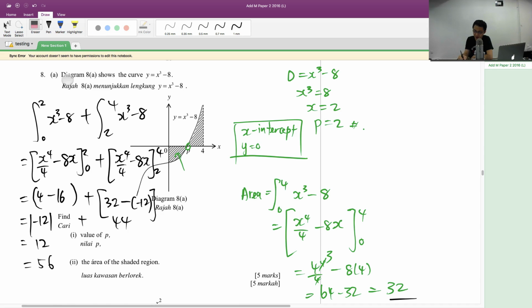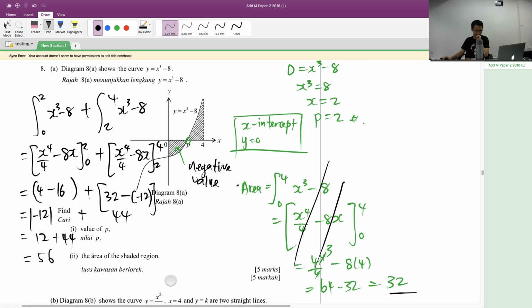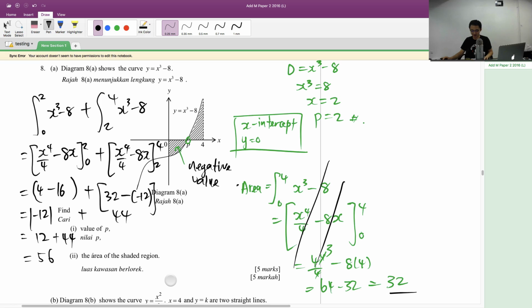Yeah, we have to do it separately. I'm sorry about the first one, the first one is wrong, because it basically gives you a negative value. If you get a negative value, because it is area, you have to make it positive. After you make it positive, you should be able to get the correct answer. Is the answer 64? But I checked the marking scheme, and it says 56. So maybe you can try to check your working and find which part you got wrong.